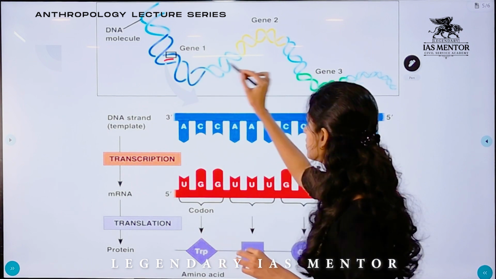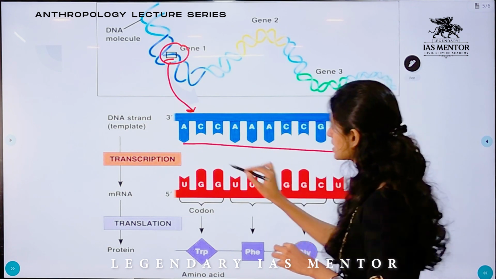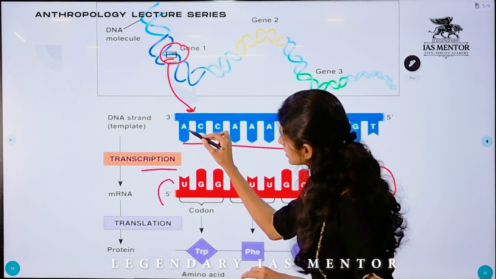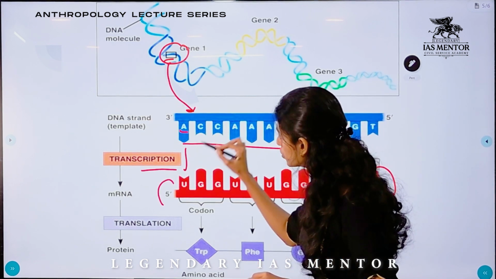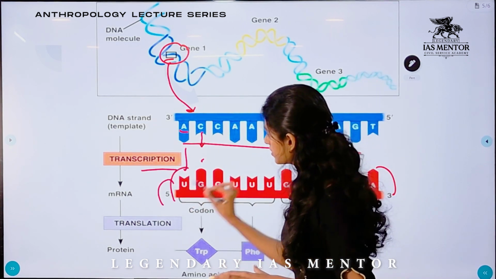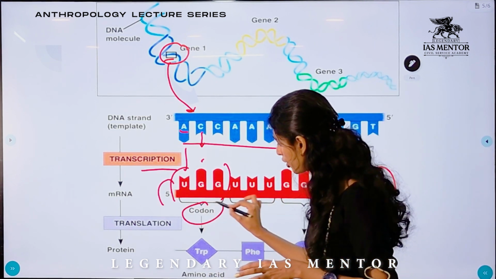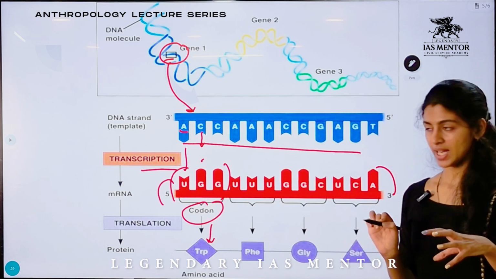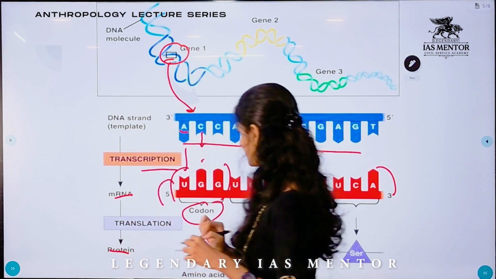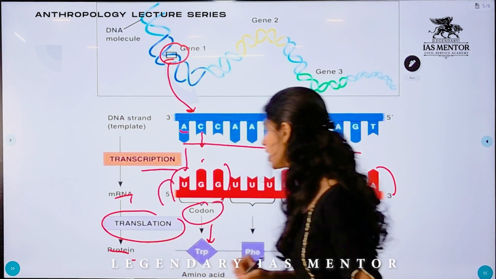This is our DNA molecule. There is a gene here, and from this gene we get a DNA strand, and from this DNA strand through transcription we get an mRNA strand. And see, these are complementary base pairs. For A we have U, for C we have G, like that. Here we can find triplets. These triplets are called codons. Each codon will give a particular amino acid. That is what happens in the translation process from mRNA to protein. So mRNA is turned into protein.